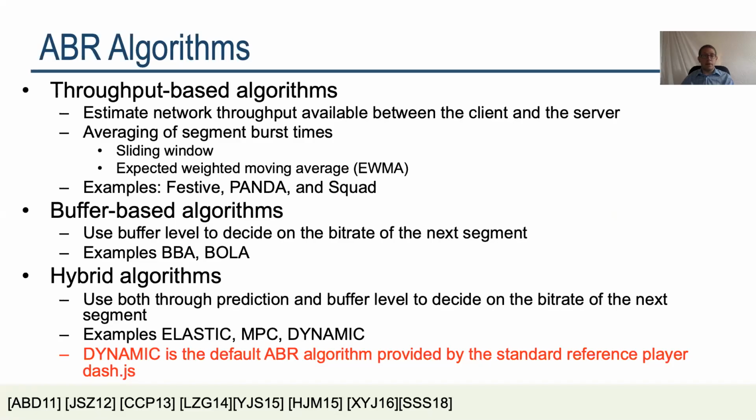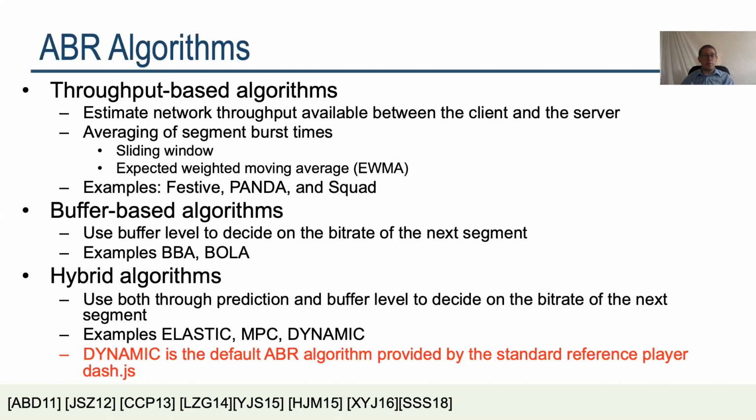ABR algorithms can be classified into three broad categories: throughput-based, buffer-based, and hybrid. Throughput-based algorithms work by estimating network throughput available between the client and the server. They usually rely on using a sliding window or expected weighted moving average. Some examples of throughput-based algorithms include Festive, Panda, and Squad.